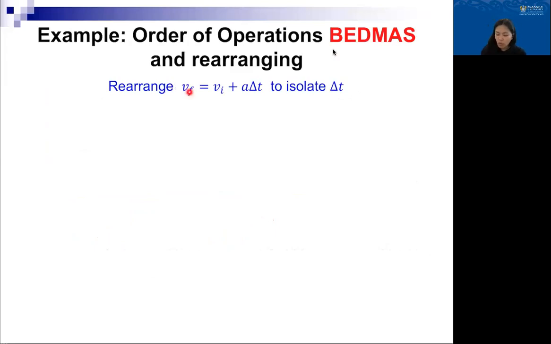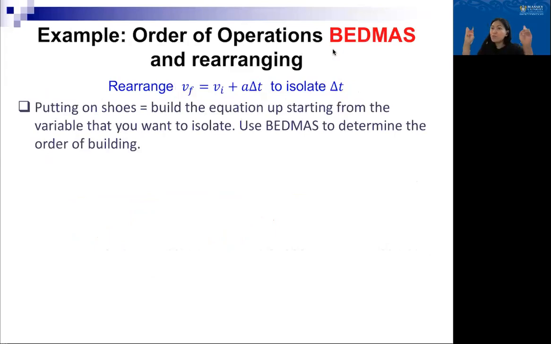So this is what we wanted to rearrange to find delta t, right? VF equals VI plus A delta t. We want to isolate delta t by rearranging this equation. So first we need to put on shoes, right? So putting on shoes means building the equation up, starting from the variable that we want to isolate. So we want to isolate delta t, and we use BEDMAS to determine the order for which we will build this equation.